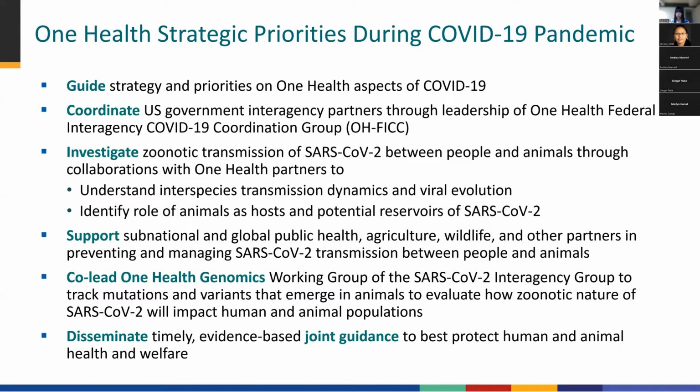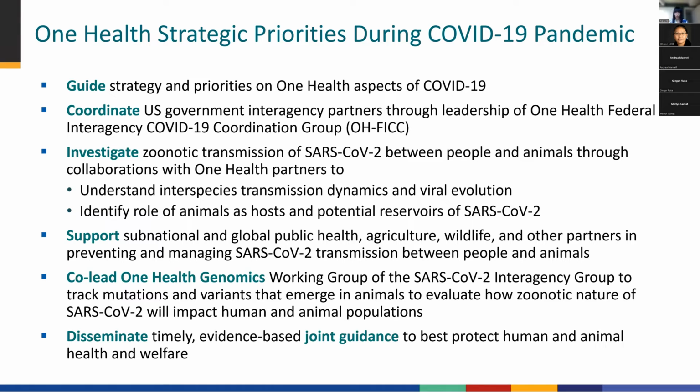And so here were our priorities. And as you can see, we not only wanted to gather evidence to determine the zoonotic nature of SARS-CoV-2, but we wanted to make sure that the entire US government was coordinated, was speaking the same language to the public. And that involved obviously a lot of coordination and strategy in releasing joint guidance, in addition to those joint investigations for SARS-CoV-2 events that affected both people and animals.